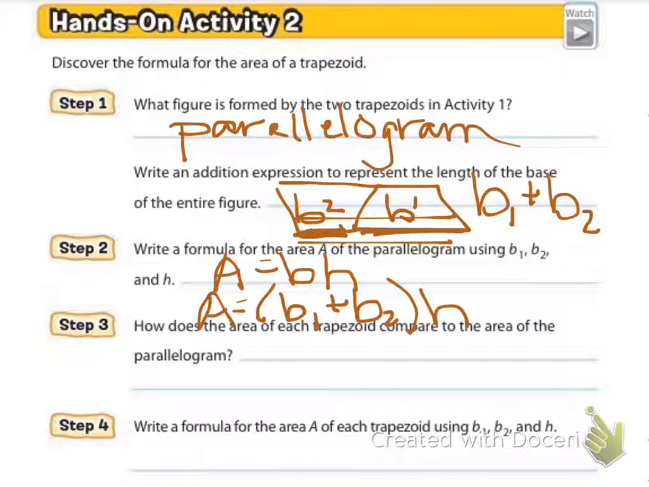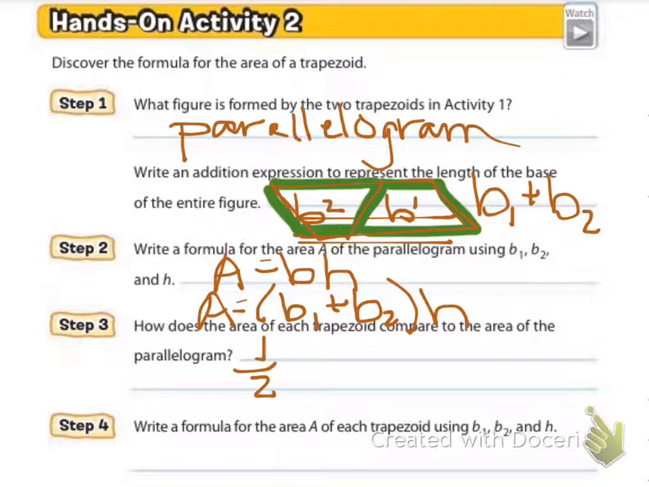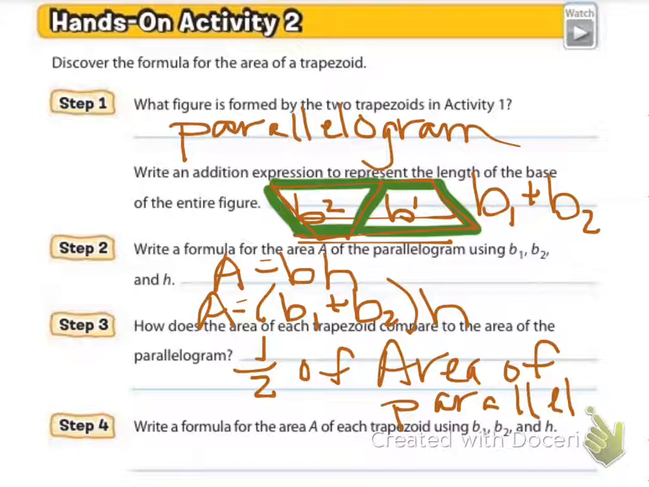Now it says, how does the area of each trapezoid compare to the area of the parallelogram? Well, look at this. We've got one here, and then the identical one this way. And so hopefully you see that the area of a trapezoid in this picture, when we're talking about an entire parallelogram, is 1/2 of the area of the parallelogram.